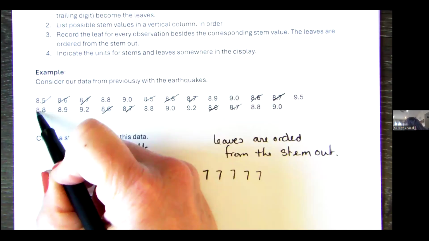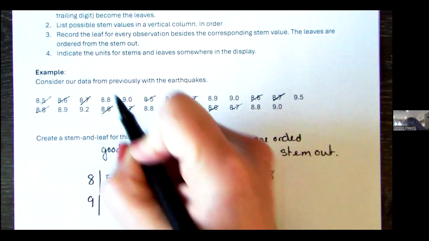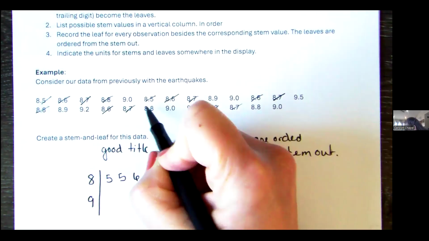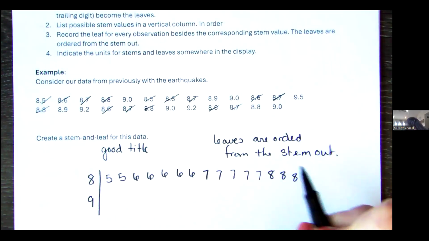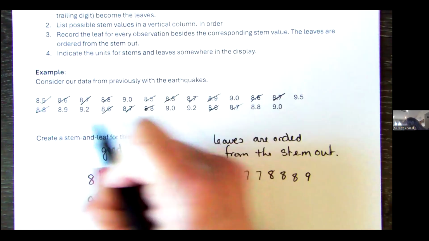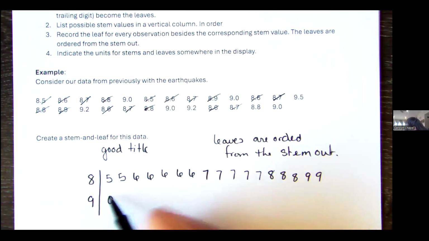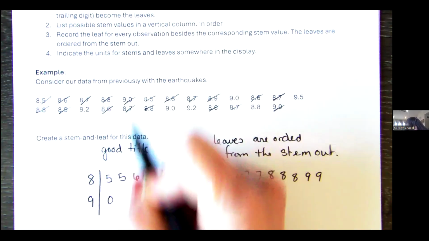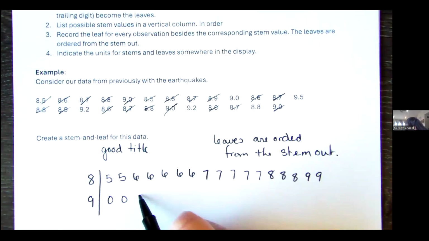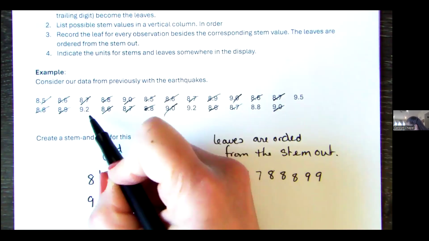I have a 9, 8, 8, an 8, 8. But you'll notice I am ordering them from the stem out. I do repeat anything that is repeated. And I think I have all my 8s. Then I'm going to jump to my 9s. I have a couple 9.0s. There's another one. Oops, one more. I have a few 9.2s.